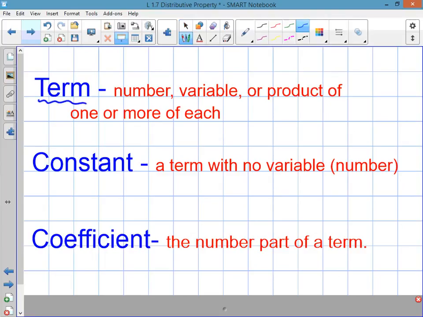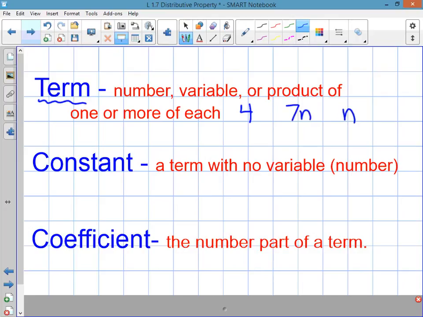And a term is just a number, a variable, or a combination of numbers and variables. So 4 is a term. It's a number. 7n is a term. It's a number and a variable, so it's a combination. And n is also a term. It's just a single variable.